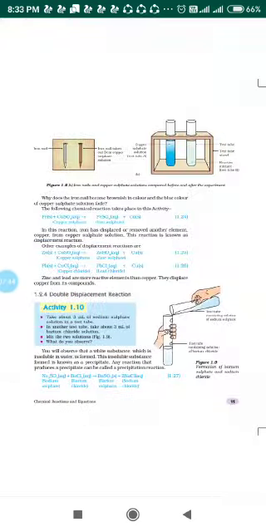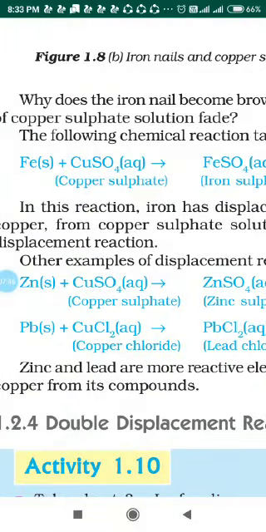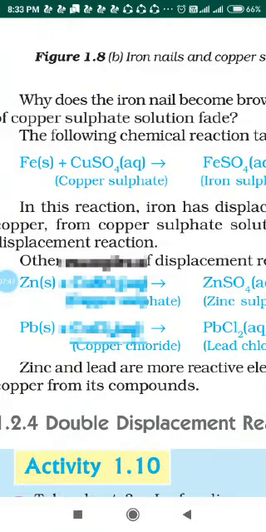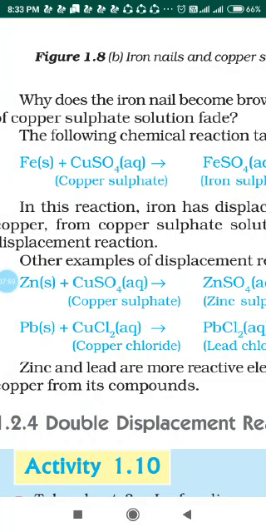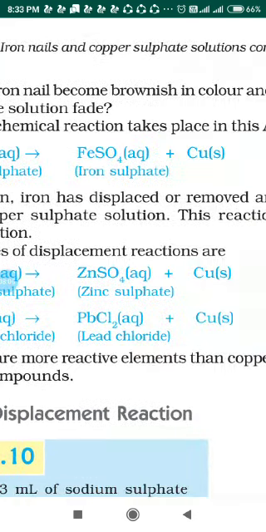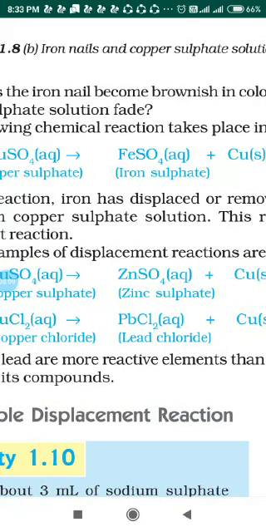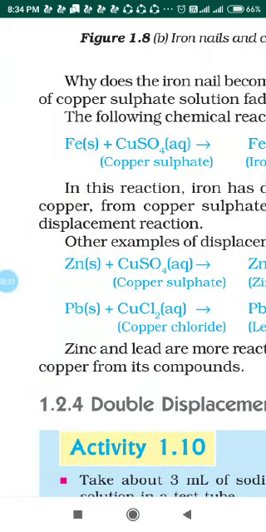For example, when we add iron filings in aqueous copper sulfate solution, iron sulfate and copper are obtained. In this reaction, copper is displaced by iron. Iron is more reactive than copper, so it displaces the copper from copper sulfate solution.